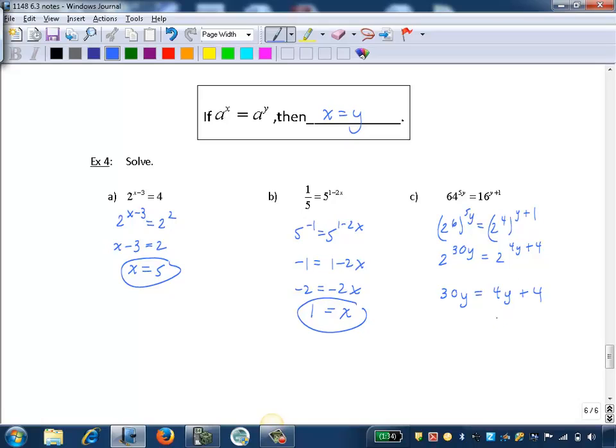So we subtract the 4y from both sides, so we have 26y equals 4. And then we divide each side by 26, so we have y equals 4/26, and reduce that to 2/13.